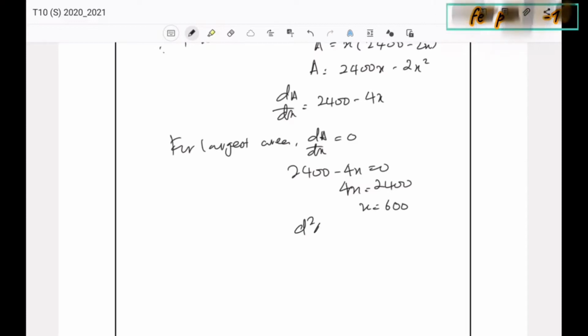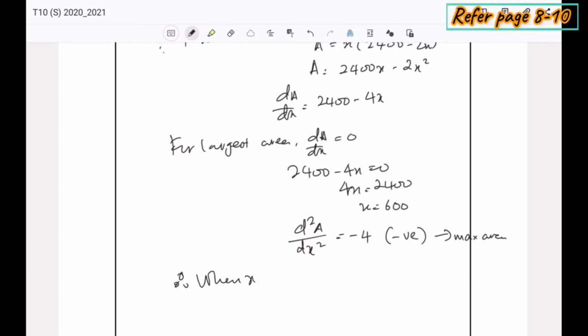So get the second order derivative, d squared A over dx squared. So we get negative 4, which is a negative value. So that turns out to be the maximum area. Hence, when x equals 600, A equals 2,400 times 600 minus 2 times 600 squared.